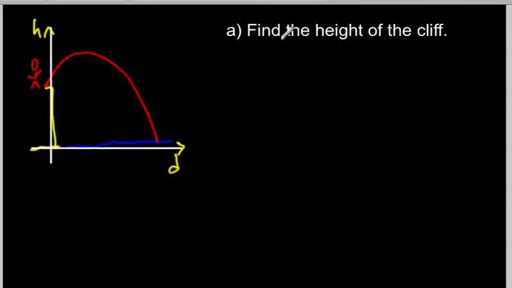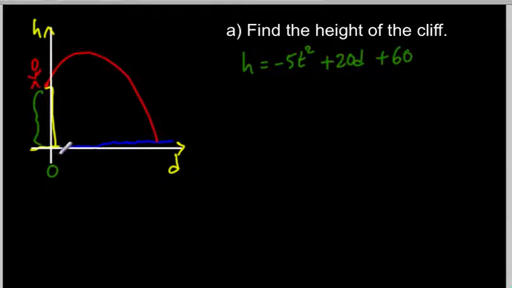The first question says, find the height of the cliff. In other words, we are expected to find this height over here. Our equation, if you recall, is h equals negative 5d squared plus 20d plus 60. To find the height of the cliff, d stands for the distance to the cliff, and at the cliff the distance is 0. So when d is 0, that will tell us the height of the ball.